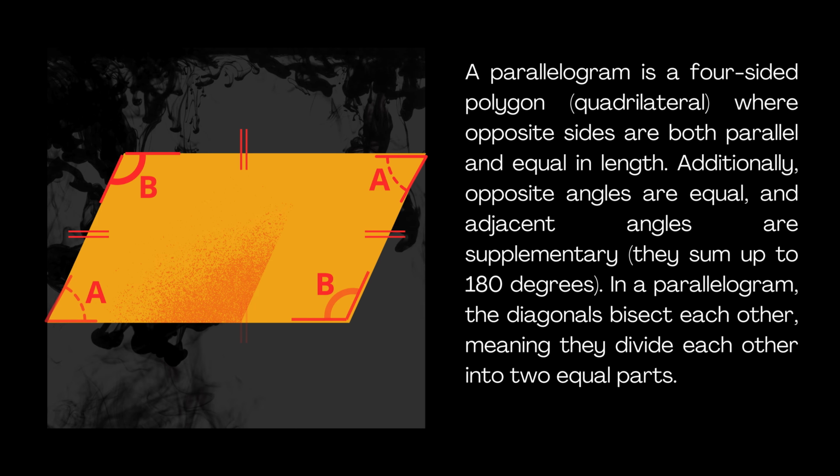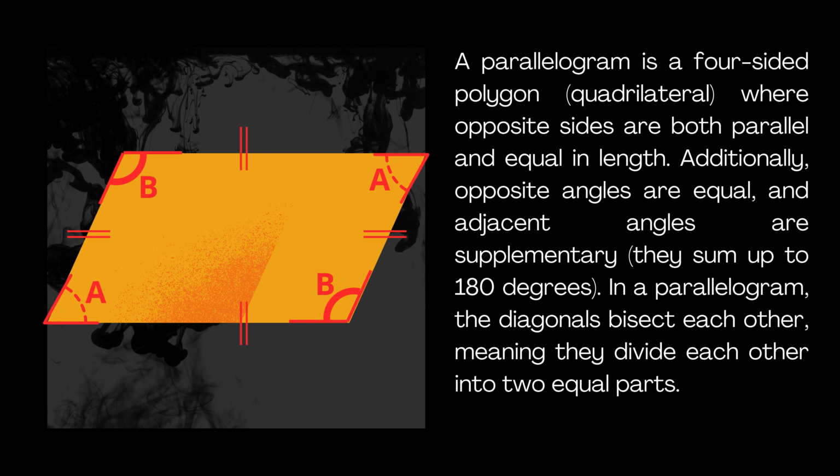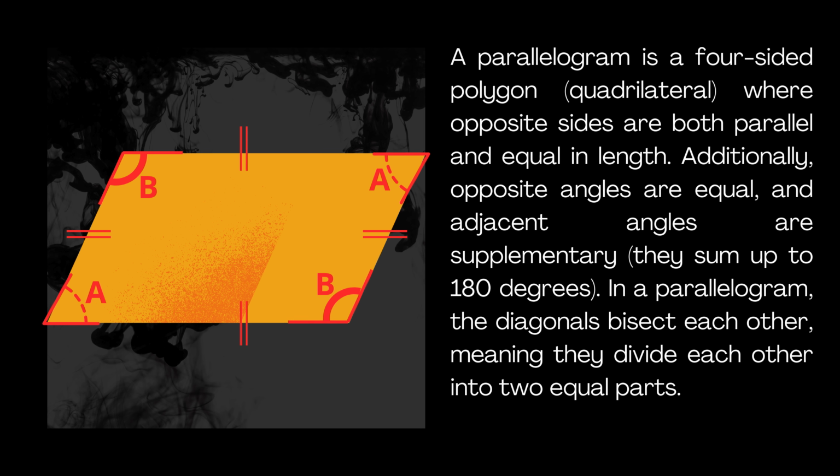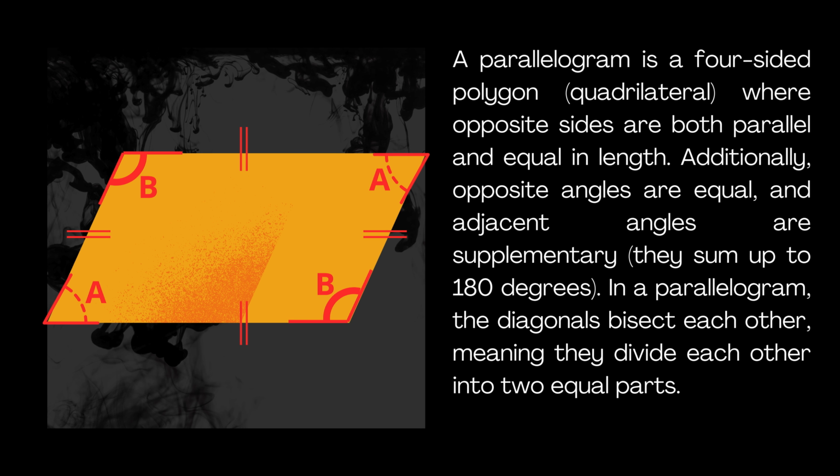A parallelogram is a four-sided polygon, a quadrilateral, where opposite sides are both parallel and equal in length. Additionally, opposite angles are equal, and adjacent angles are supplementary. They sum up to 180 degrees. In a parallelogram, the diagonals bisect each other, meaning they divide each other into two equal parts.